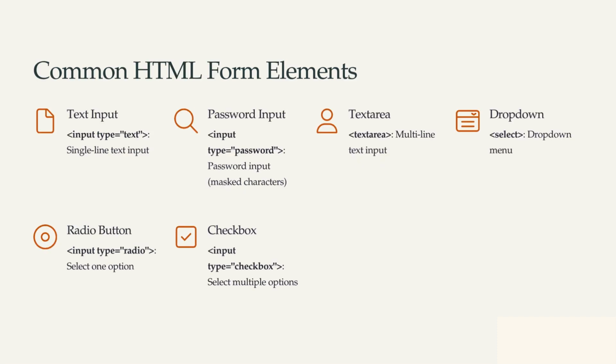Form and HTML form elements. Text input, type equals text, is a single line text input. Password input, type equals password. Text area is a multi-line text input. Drop-down: select drop-down menu. Radio button input, type equals radio, selects one option. Checkbox input, type equals checkbox, selects multiple options.